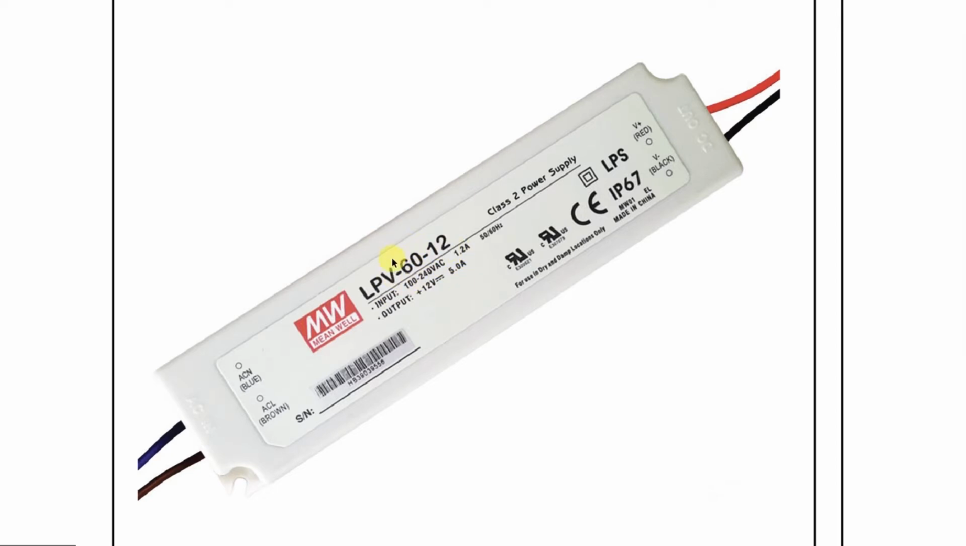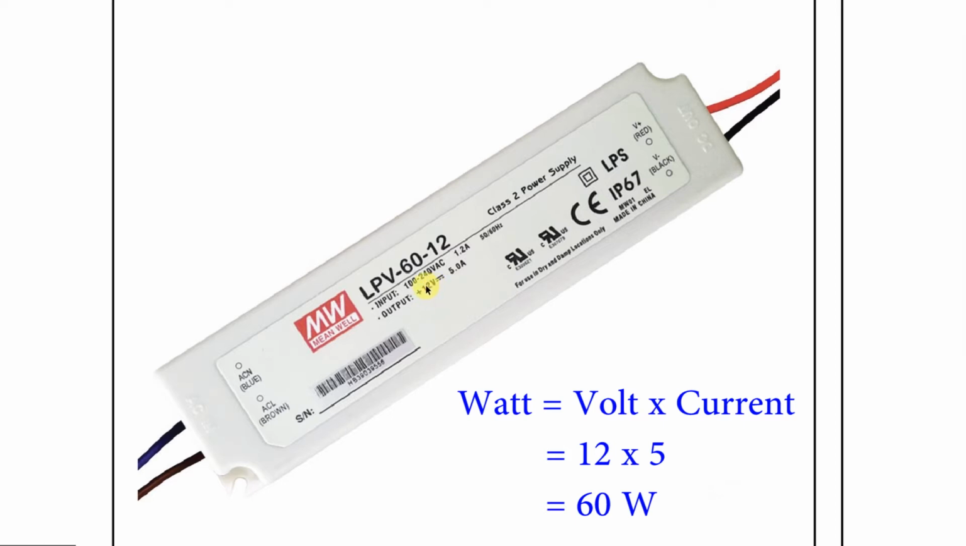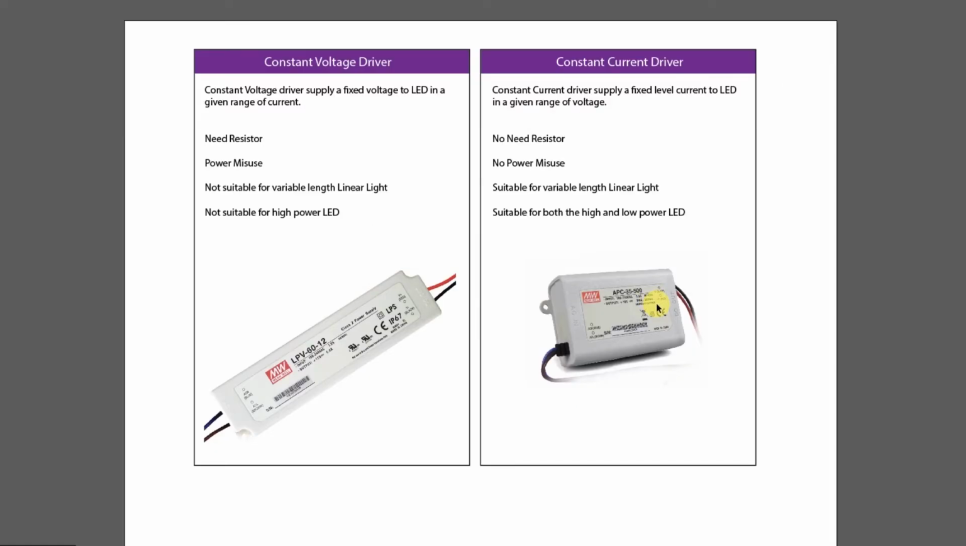60 is the output watt of this driver and 12 is the output volt of this driver, where 12 is the constant voltage and this sign is for DC voltage, and this is the maximum output current. In the detailed datasheet you can check the current range, and if you multiply voltage by current, then you can get the watt. In this case 12 multiplied by 5 equals 60, and 60 is the watt of this driver. And this is the example of a constant current driver.